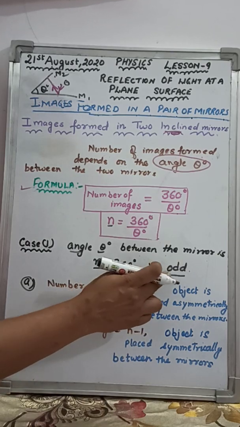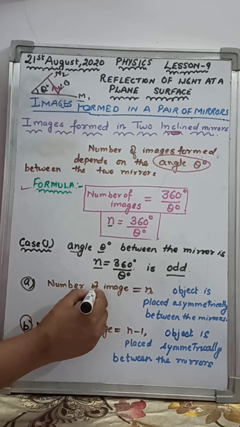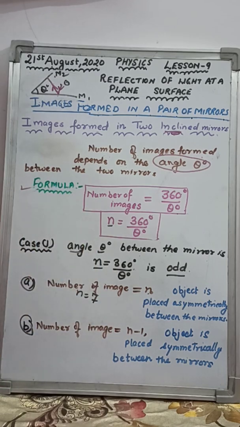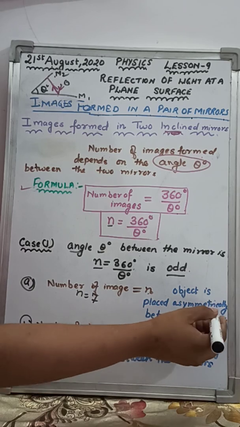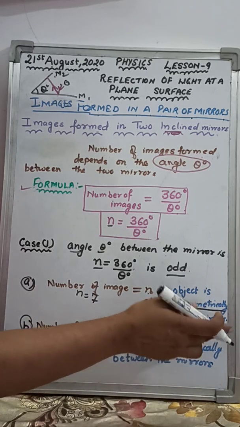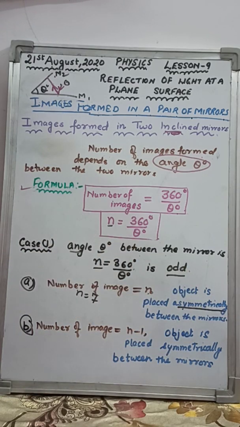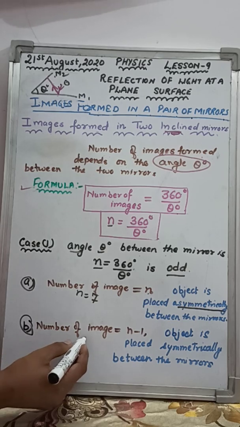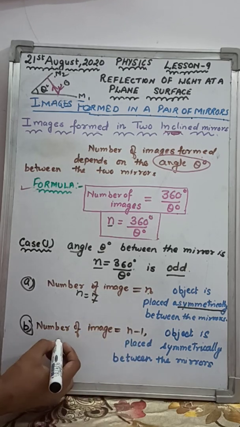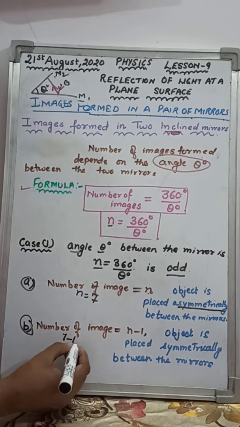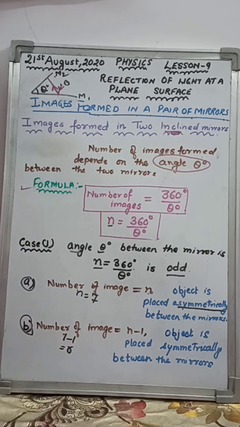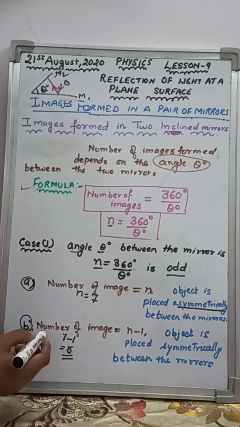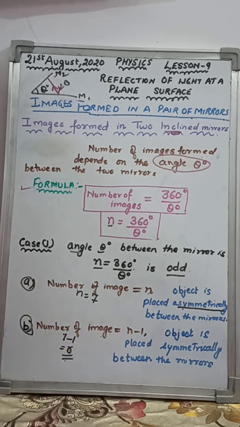That means if it is coming 7, you will take 7 only when the object is placed asymmetrically between the mirrors. Clear? B. The number of images will be n minus 1. Suppose it is coming odd, that is 7. So 7 minus 1 will be 6. Then your answer will be 6. That means the number of images will be 6.